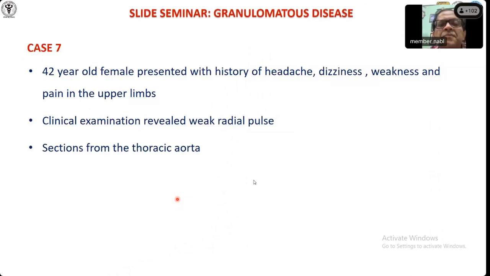Case number 7, I'll repeat. A 42-year-old female presented with a history of headache, dizziness, weakness, and pain in the upper limbs. Clinical examination revealed weak radial pulse, bruit from the carotid. Sudhir, you can go. Yes, I'll just move.